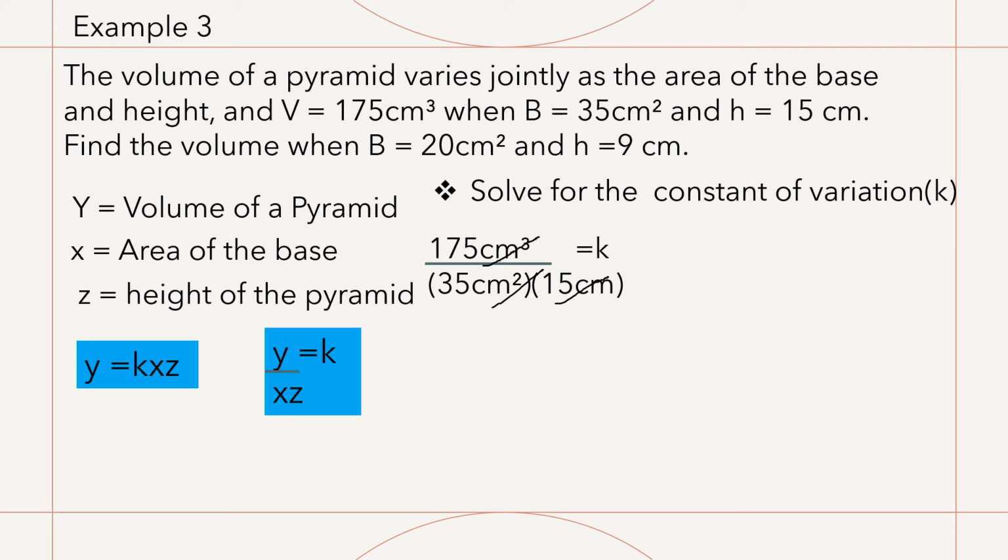So, ang K natin ngayon ay 175 divided by 35 times 15, that is 525. 175 divided by 525 is the value of K. Or pwede pa natin ma-reduce sa lowest term ito by dividing both numerator and denominator by 175. 175 divided by 175 is 1. 525 divided by 175 is equal to 3.